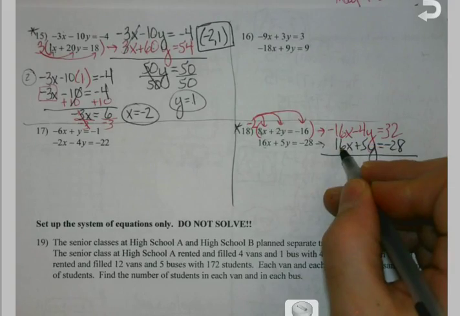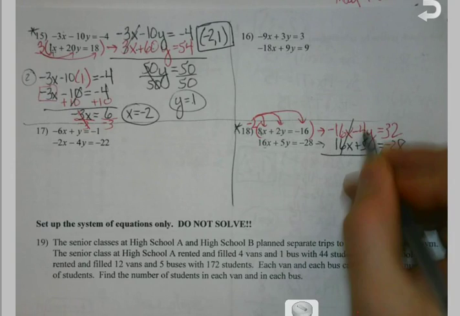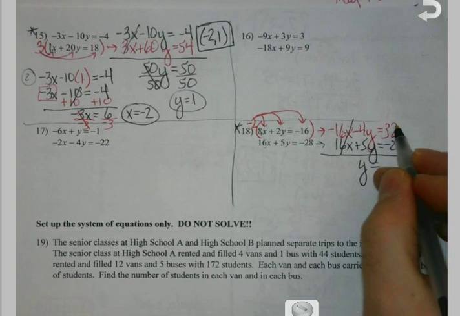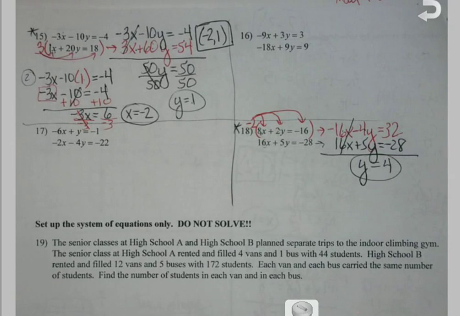Negative and positive 16. Okay, now I get what I want. That's what I'm talking about. Negative 4 plus 5 is just y. Well, that's even better. 32 minus 28 is 4. So I've got my y value already.